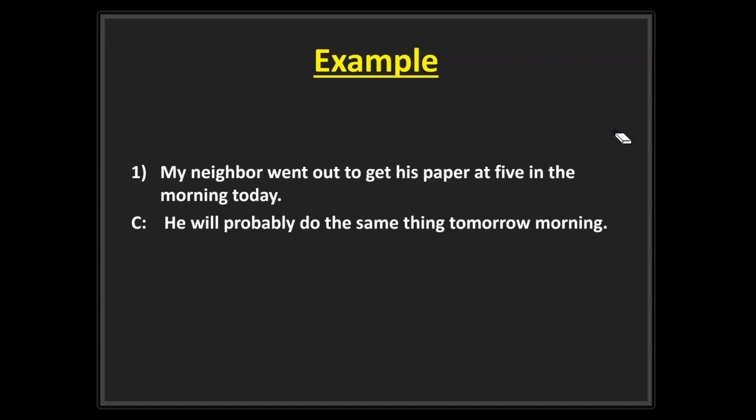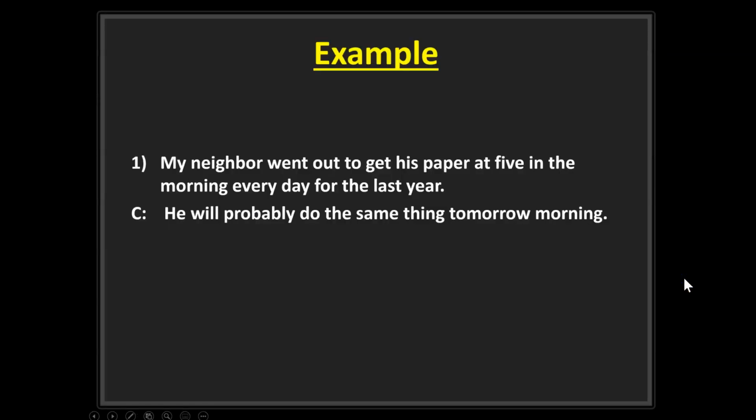Even if we assume that, let's say I have a neighbor who goes out to get his paper at 5 in the morning, and he did it today. Hey, my neighbor went out at 5 this morning to get his paper. Can you draw this conclusion based on just one instance? No. So the conclusion doesn't follow with likelihood. It doesn't mean it's not possible. It's possible that he will. But again, are you logically warranted to say that he'll probably do it again tomorrow based on one example? The answer is no.